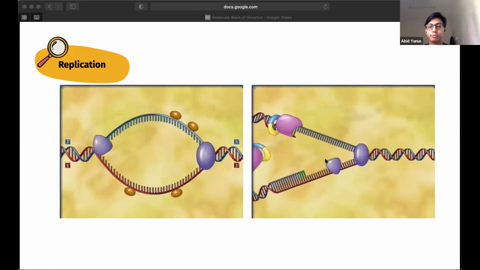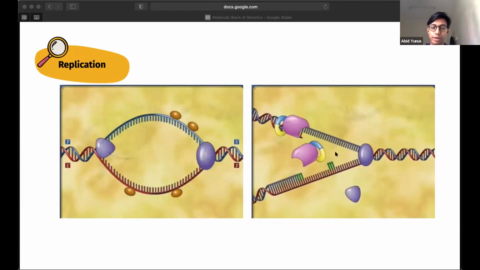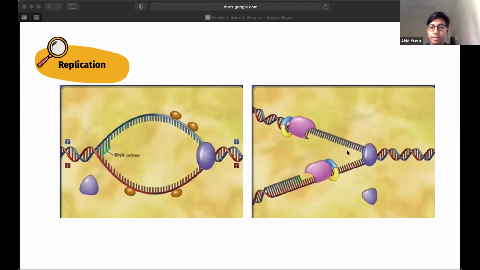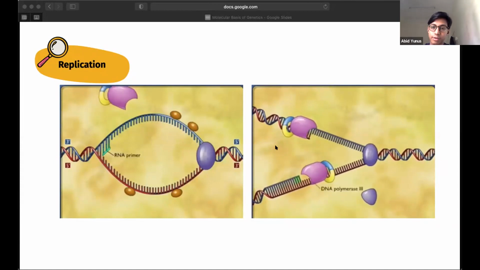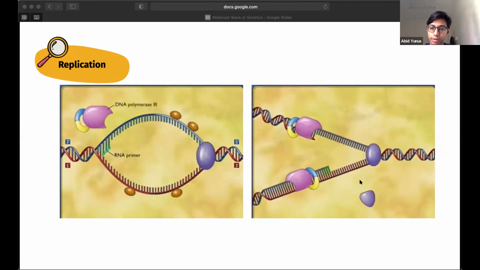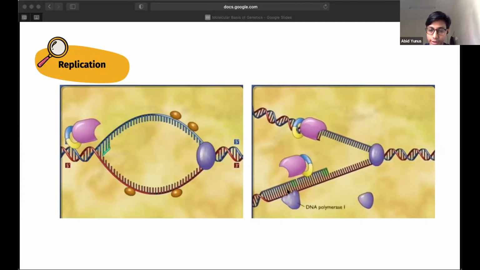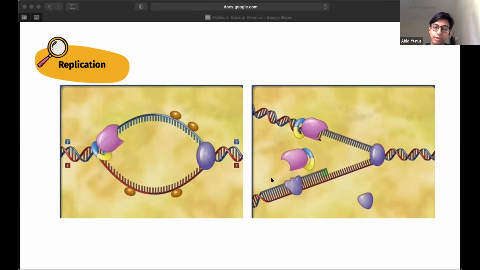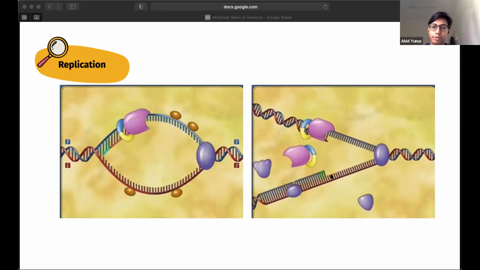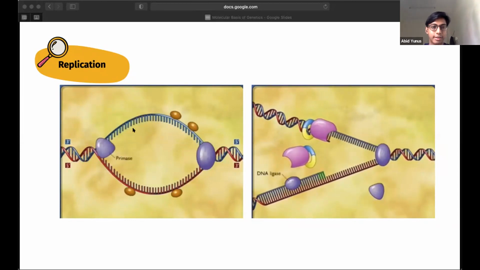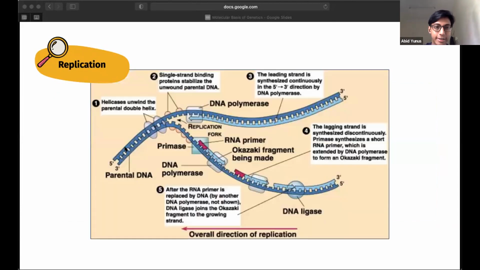And then after that, at the end, the result will be two new DNA strands. The nature of these DNA strands is semi-conservative because you have one strand that is from the old DNA, the parental DNA, and then you have one strand which is the newly synthesized one. Okay, so I hope that makes sense. So this is just a summary.